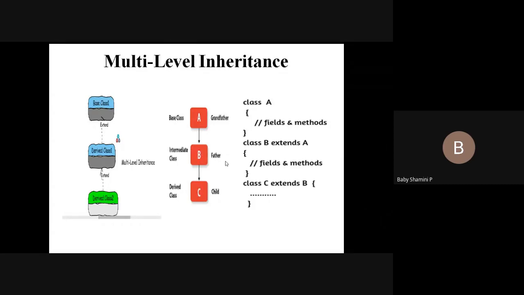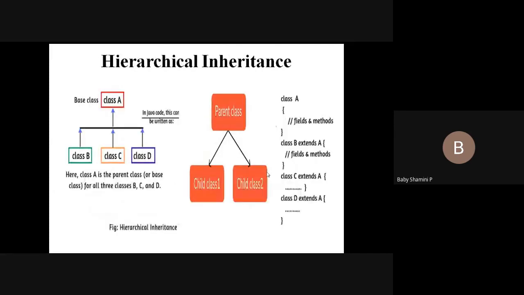So class A contains its own properties. Class B extends from A. So B contains properties from class A, and also B contains its own properties. And class C extends B. So class C extends properties from B, but B contains B's properties as well as A's properties. So class C contains properties of the intermediate class B and the base class A. This is multi-level inheritance.